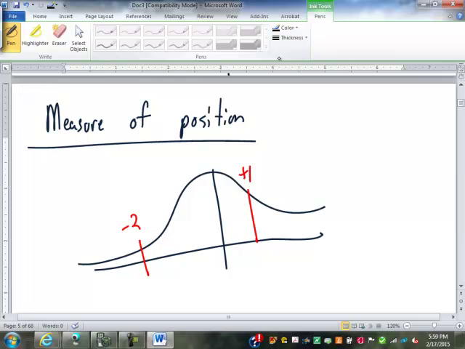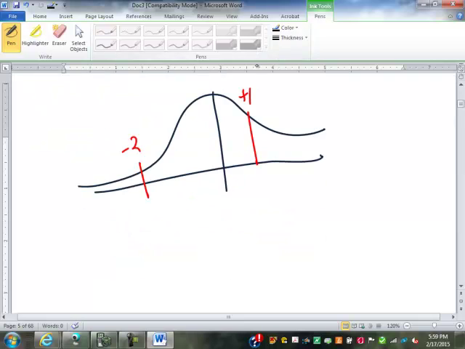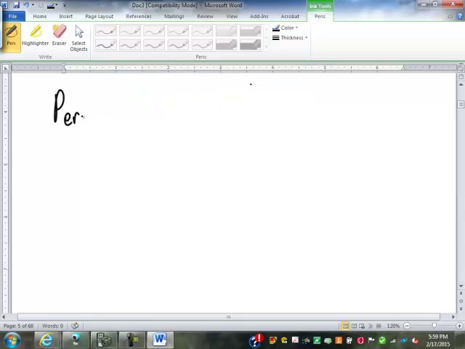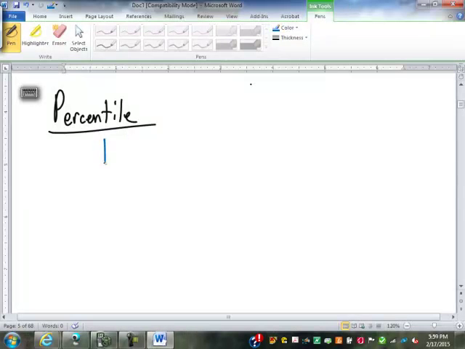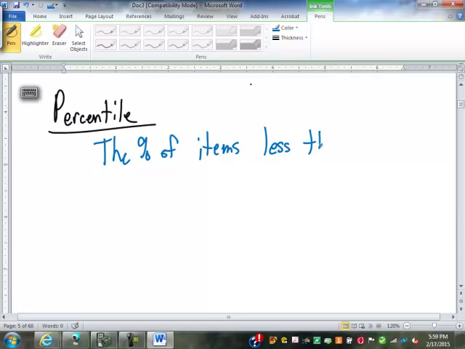Now, there's other measures of position that you might be more familiar with other than z-score. Like I said, the z-score really works better when you're comparing two values from different populations. The one that we're most familiar with is something called a percentile. Any of you that took standardized tests, you might be told, hey, you placed in the 82nd percentile or the 93rd percentile or something like that. So the question is, what does that mean? The percentile is literally the percent of items less than that value.